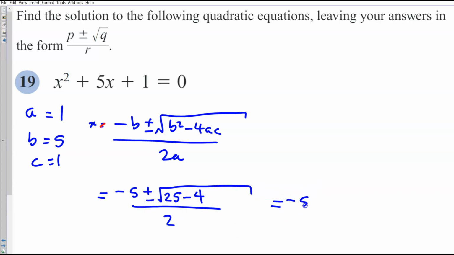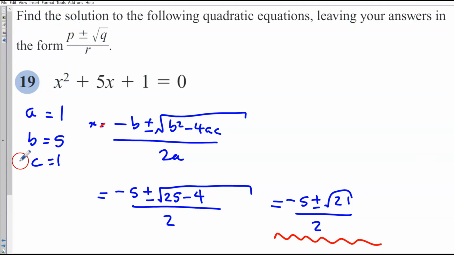So now I'm tidying up. So we've got 25 take away 4, 21, but that's being rooted. That's all over 2. Now, is there anything in here which I can remove on the outside? So this is knowledge of surds. Any square numbers in here? Can't think of anything. 21 is 3 times 7, they're primes, so no. So that is it, job done. It is in that form.